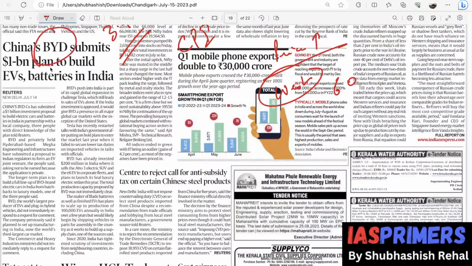Chinese company BYD, we know they're an automobile company. They submitted a $1 billion plan to build EVs and batteries in India. Okay, fine. I think this is self-explanatory. Besides this, something from science and tech: they are also working on sodium ion batteries. Lithium is expensive and difficult to source, so they are working on sodium ion batteries. Sodium, obviously salt, etc., is easily available.